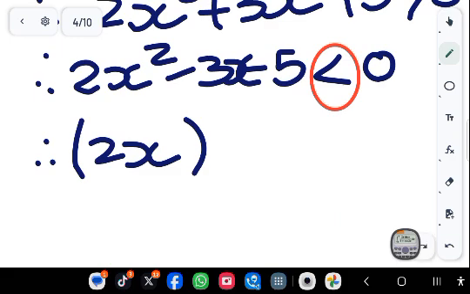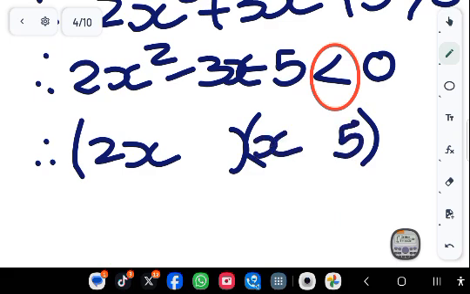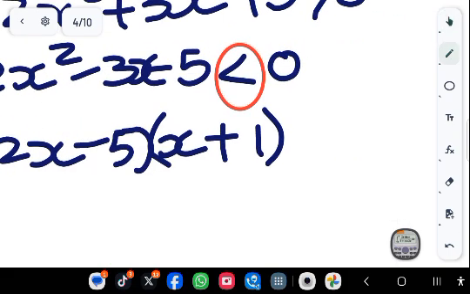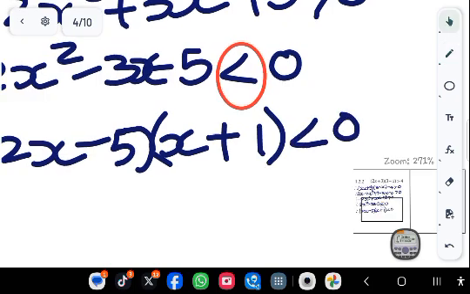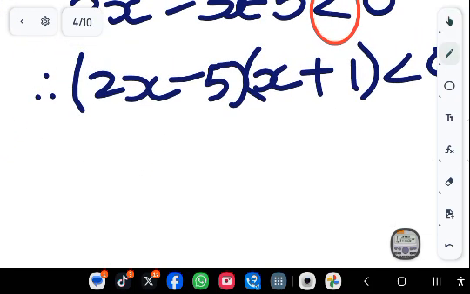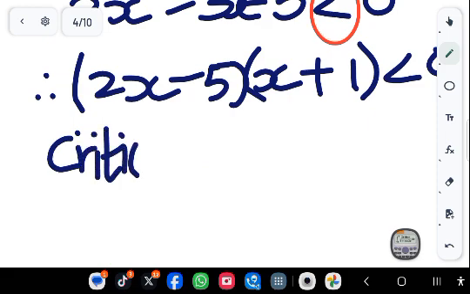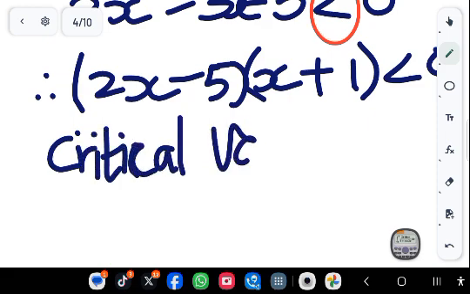Our a is positive now. Keep that in mind. 5 and 1, okay, now we go 1 and 5, plus 2 minus 5, yeah, that is less than 0. Okay, here are the critical values.